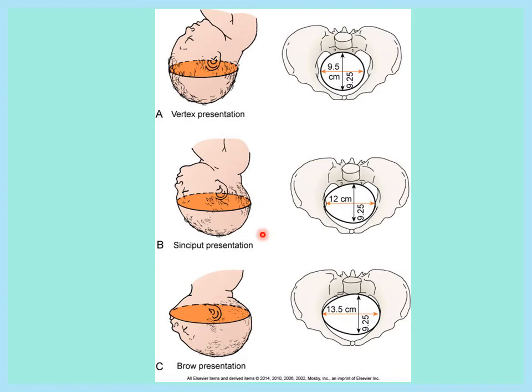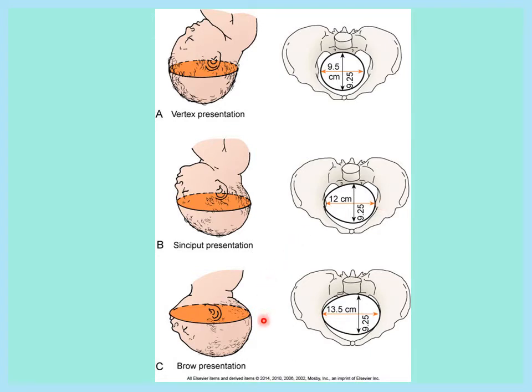In B, you see a sinciput presentation. In the sinciput presentation, the measurement is 12 centimeters. This white part of the fetal head is entering the pelvis. When you look at the fetal head entering the pelvis here, you plainly see the pelvic bones overlapping the ischial spines.